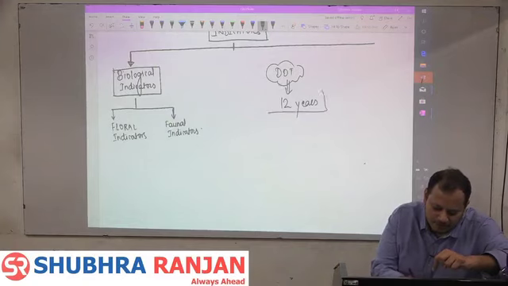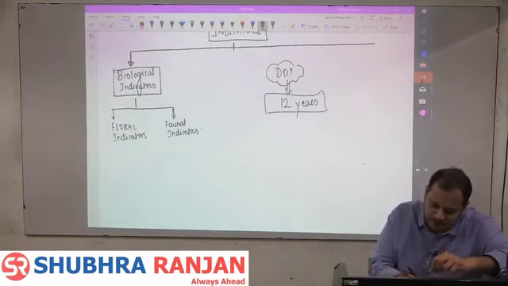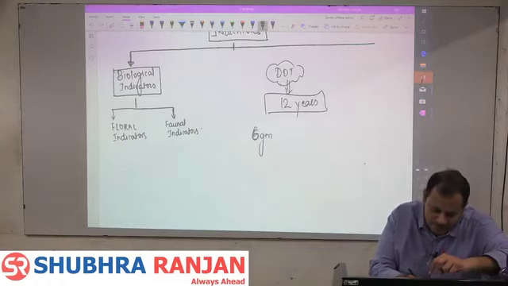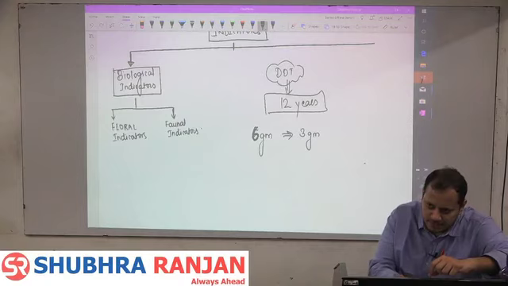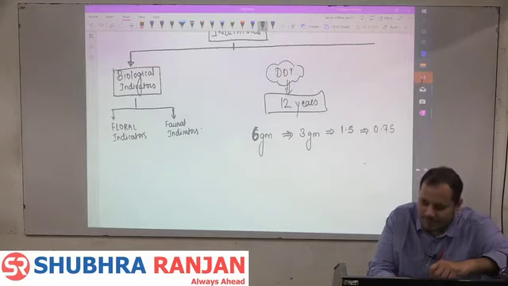What does it mean? That is, if there is 5 gram DDT in your body, or I'll take 6 gram for ease of calculation. So after 12 years, the amount of DDT in your body will be 3 grams. After 24 years, 1.5 grams. After 36 years, 0.75 grams. This is the meaning of half-life period.